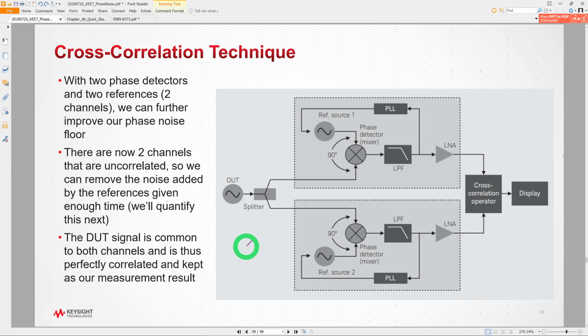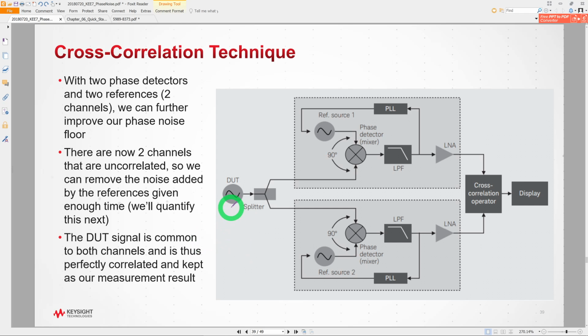And this is where the magic of cross-correlation comes into play. Using cross-correlation techniques, we can measure the phase noise of a source far below the phase noise of the measurement instrument itself. But how can that be? Well, let's go through the block diagram of this idea and it will become clear very quickly.